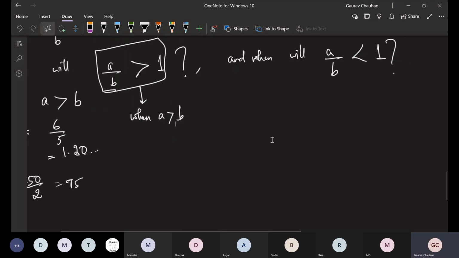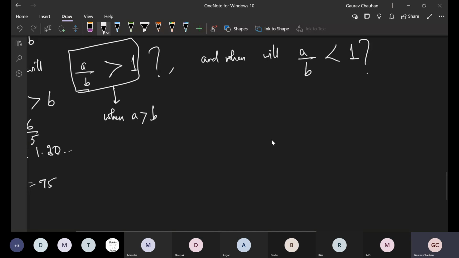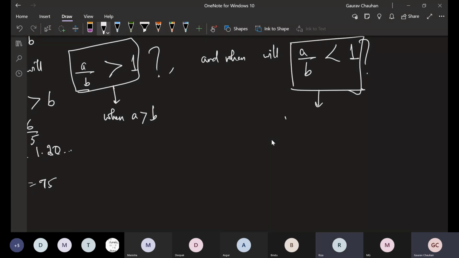And what about the second answer, Riza? When will A by B be less than 1? When A is less than B, sir. Very simple. Just take any fraction, 2 by 5, for example. A is less than B. What will happen here? 0 point something, 0.40.